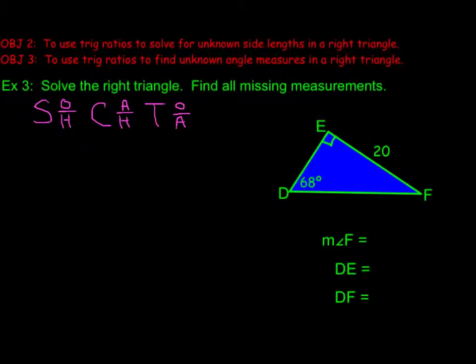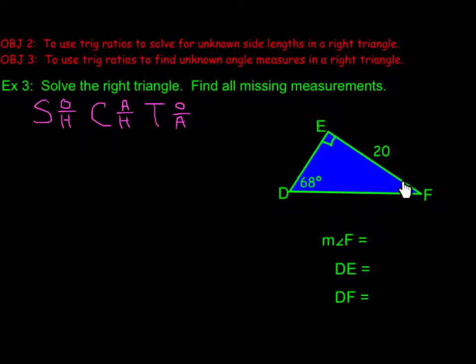Alright, in this example we have to find more than just one thing. As you can tell here, we're looking for angle F, length DE, and DF. So we have three things we're finding. This DF, this side DE, and this angle F over here. And we have to approach these sort of differently, but it's all the same things we've been doing.